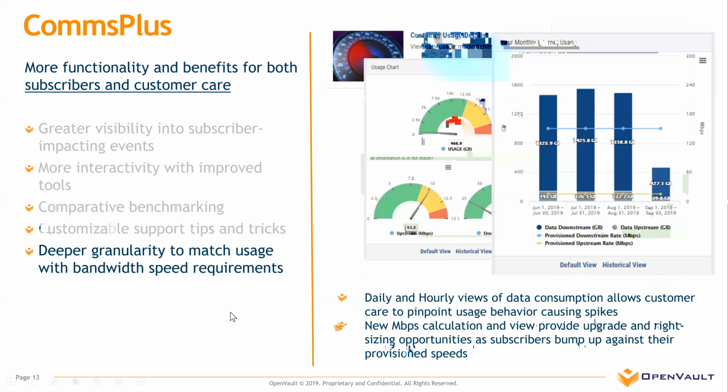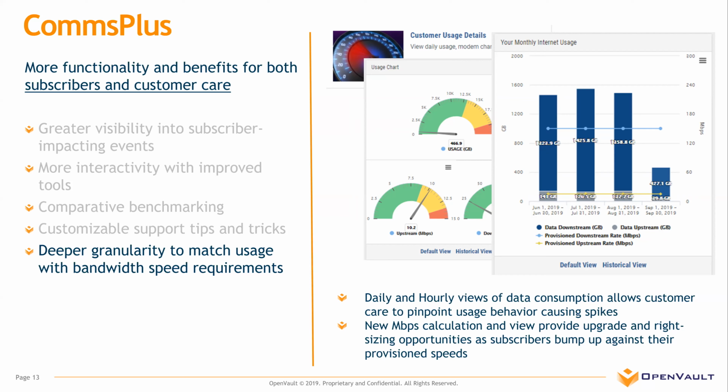Lastly, in terms of new functionality, and perhaps the most important piece here, is what we'd call deeper granularity into the data. As many of you know, we collect usage information every 15 minutes from your network, and we aggregate that usage information to the hourly level for reporting purposes within some of our tools. We've never shown that level of granularity within either the subscriber usage meter or the customer care portal that's part of the comms module.